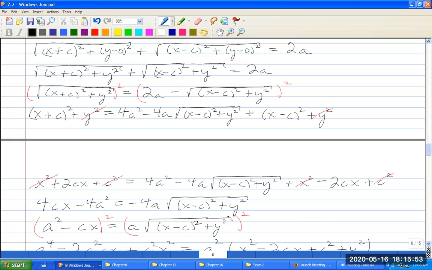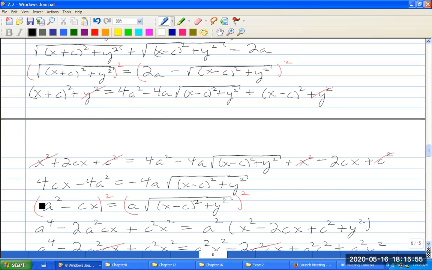Square both sides of my equation. By the special product formula, a squared squared is a to the fourth. A squared times minus 2cx times 2 is minus 2a squared cx. Square the last term, plus c squared x squared equals, well, a squared is a squared. The square gets rid of the square root.